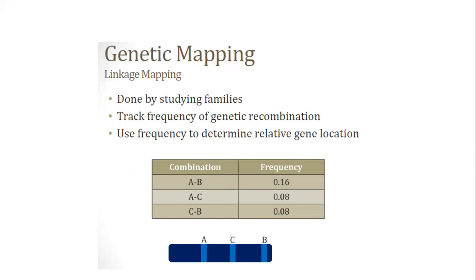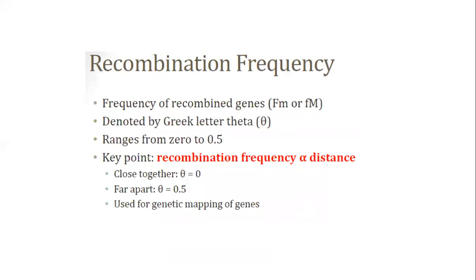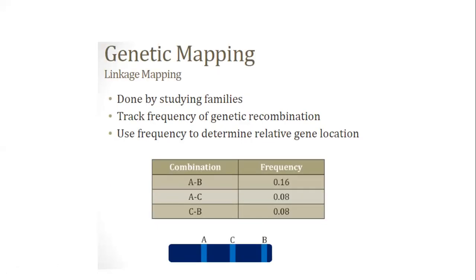This is done by studying families, and we track the frequency of genetic recombination and use the frequency to determine relative gene location. For example, we can study the genes A, B, and C, and we can just calculate the frequency of their combinations. After we have these frequencies, we know that recombination frequency is proportional to distance, and from this frequency we can identify how they are located on the chromosome.